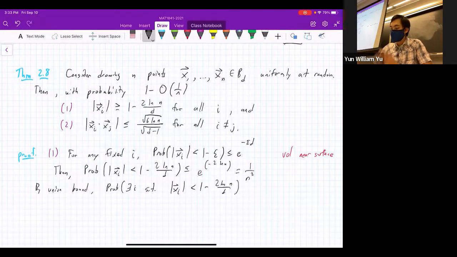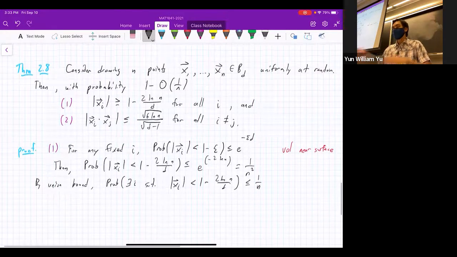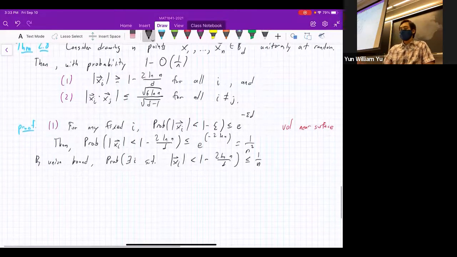So the probability that there exists an i such that this is true is less than or equal to 1 over n, because we have n points, and you're basically looking at the probability that any one of them breaks your assumption. And two: the lab basically shows that everything is near the surface, and we're just going to use the same argument again about the dot products.